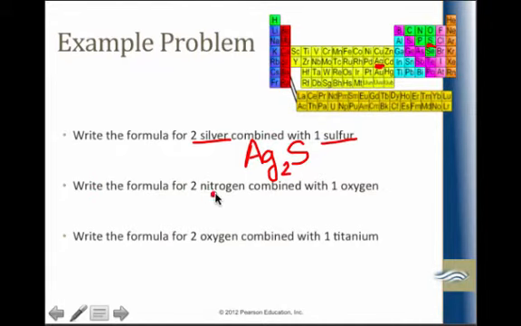If I had to write the formula for 2 nitrogen combining with 1 oxygen, these are both nonmetals over to the right of the stairs, but the nitrogen is to the left of the oxygen, so it goes first. Dinitrogen oxide, you will learn the name of that. And then finally, if you were to combine 2 oxygens with 1 titanium, titanium is here. Oxygen's over there, so titanium goes first. It's the metal. 2 oxygen with 1 titanium. That's titanium(IV) oxide. Again, this nomenclature is what we're working on with this chapter.